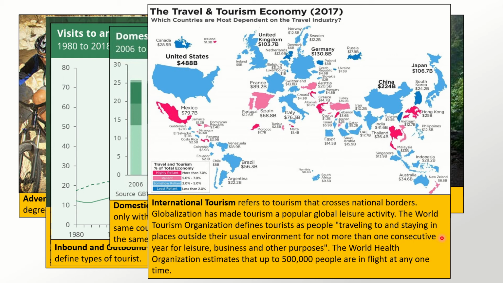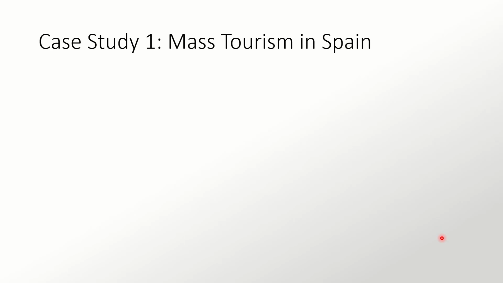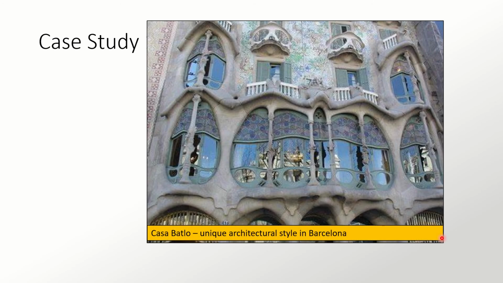Okay, so let's get started with our first case study, which is on mass tourism in Spain. We need to know what the causes of mass tourism are, what its impacts are, and what the solutions to managing those impacts are. Those are the three questions that you need to prepare for. So let's get stuck into the first one. So mass tourism in Spain, what does that look like? Well, for a start, it's useful to know something about Spain.